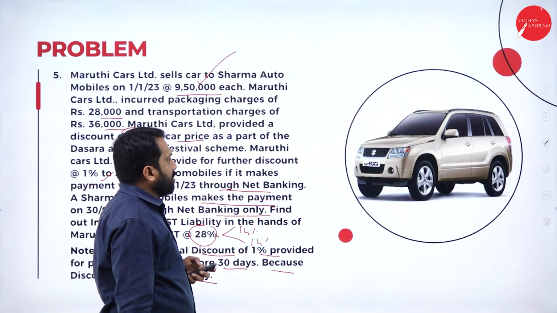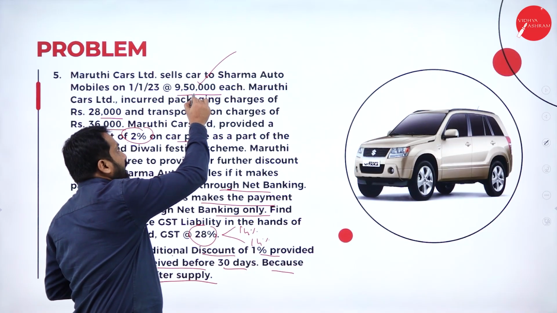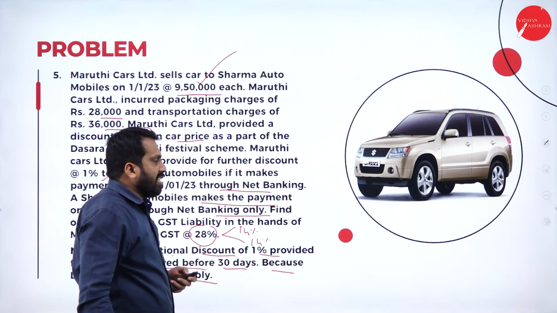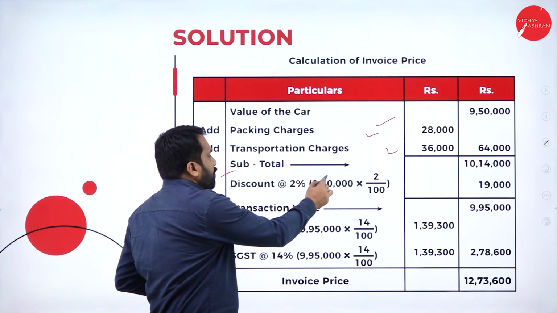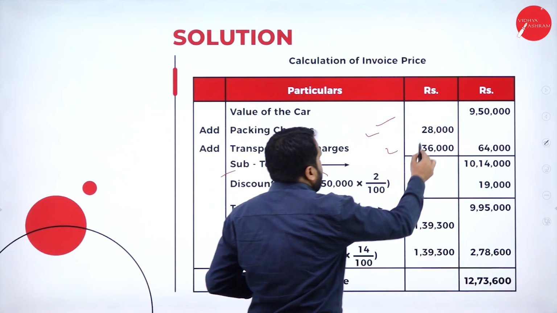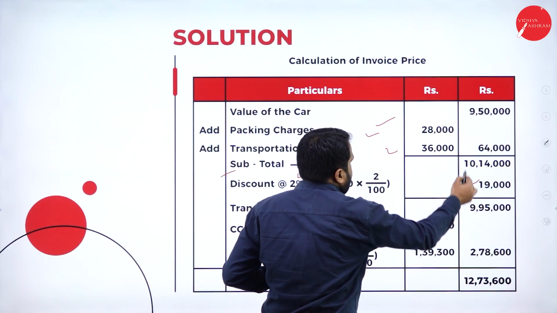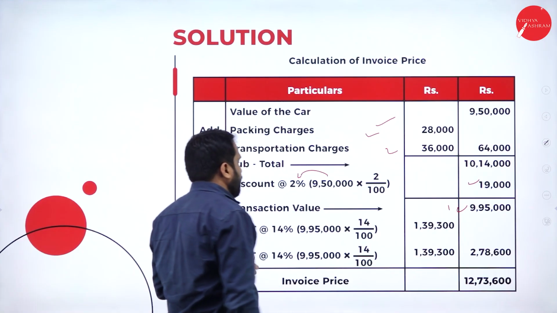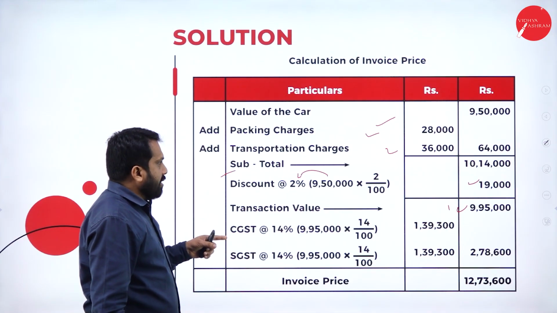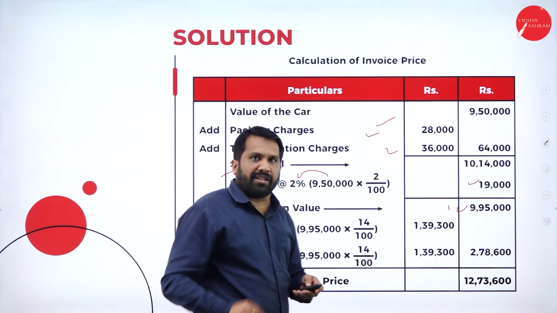As I told you, discount is calculated on what? 9,50,000, on the cost price, cash price. Now, 9,50,000 into 2%, you will get around 19,000. If you minus it, 9,95,000. In this, when the payment is made, we'll check.